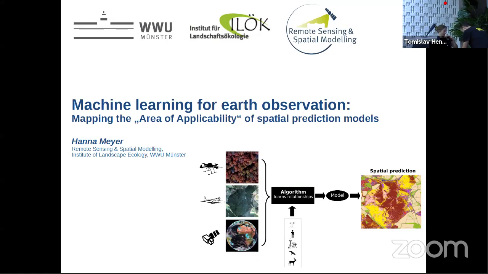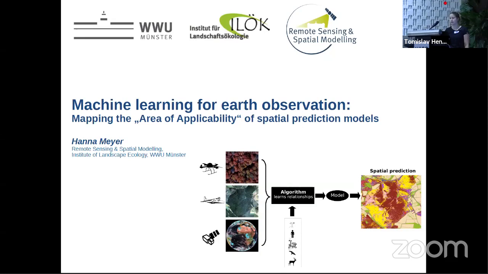Good morning to everyone. Thank you, Tom, for the invitation to present here again at the summer school this year. To quickly introduce myself, my name is Hanna Meyer, and I'm leading the working group for remote sensing and spatial modeling at the Institute of Landscape Ecology in Münster, and I'm mainly working on developing and applying machine learning strategies in the context of remote sensing-based monitoring of the environment.